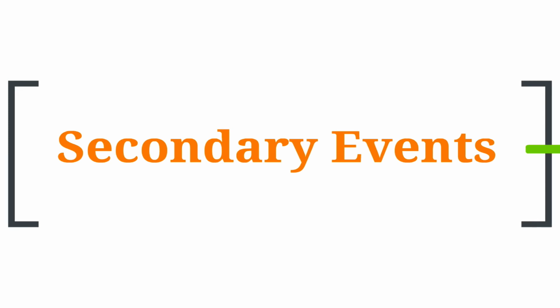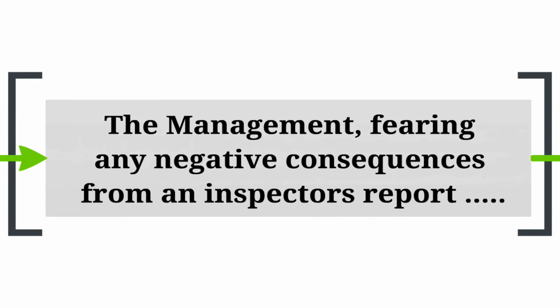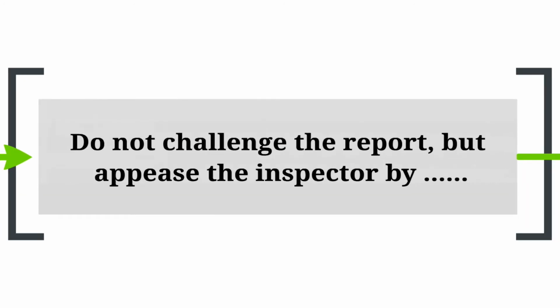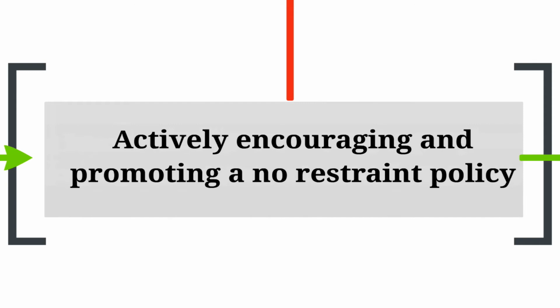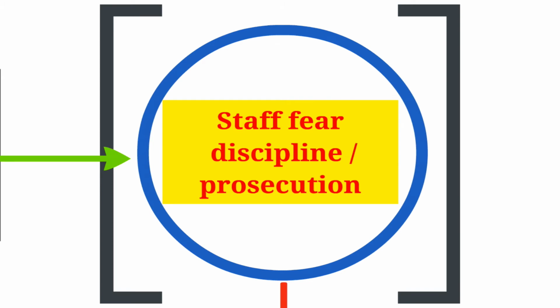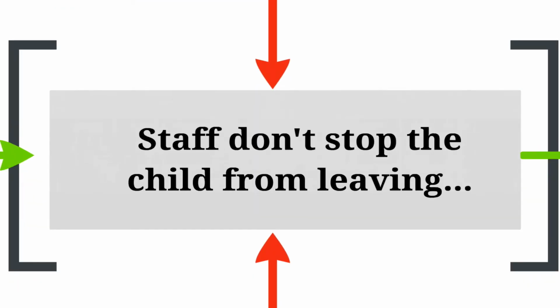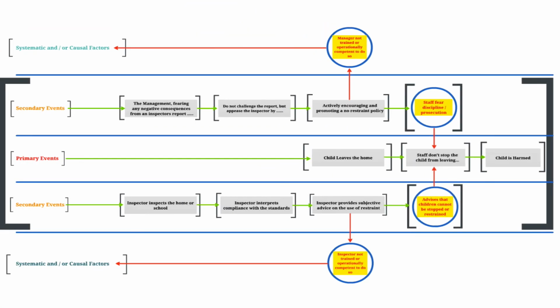The other set of secondary events is what the management did or didn't do. And in this case, the management, fearing any negative consequences from an inspector's report, did not challenge the report, but instead appeased the inspector by actively encouraging and promoting a no restraint policy. Now, as a result of that, the staff feared being disciplined and prosecuted if they were to actually stop a child from leaving the home, so they don't stop the child from leaving, and as a result of that, the child is harmed. So there's the model there, and as you can already see, you've got the primary set of events, the child leaving the home, the staff not stopping the child, and the child being harmed, and you've got the secondary events above and below that primary level.